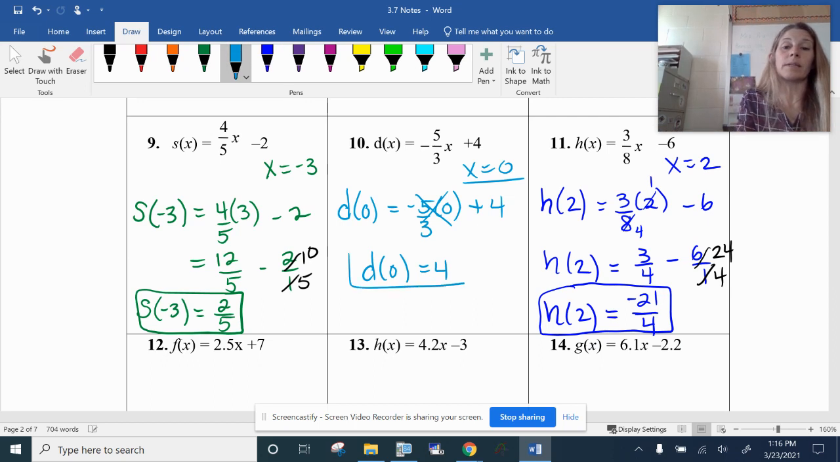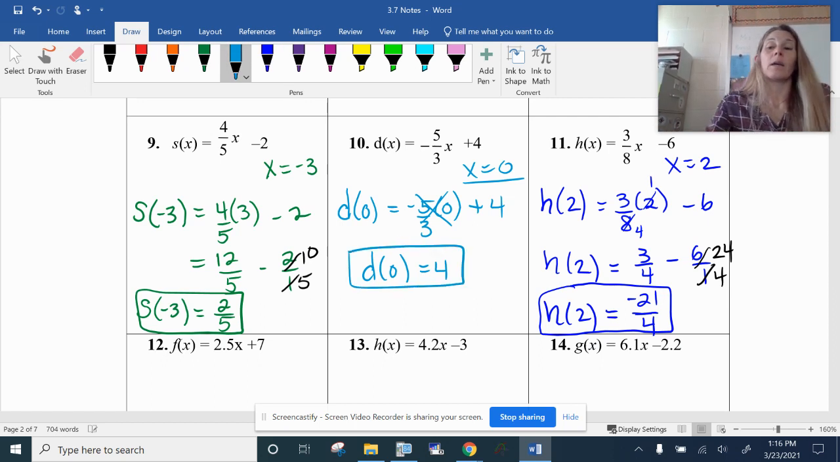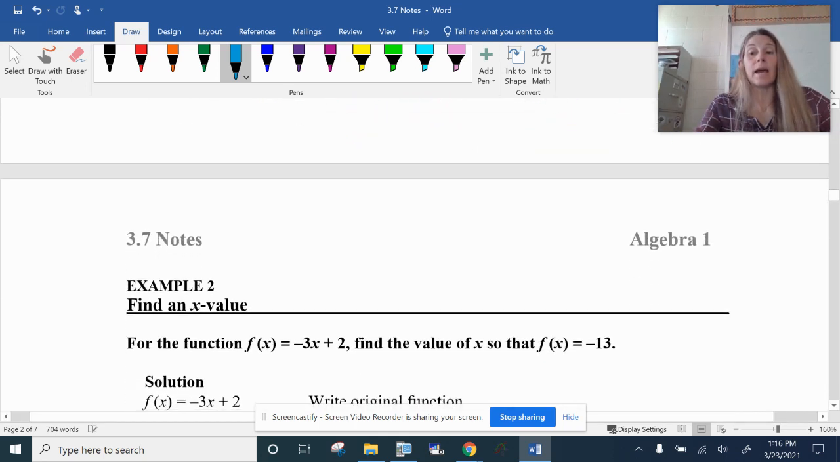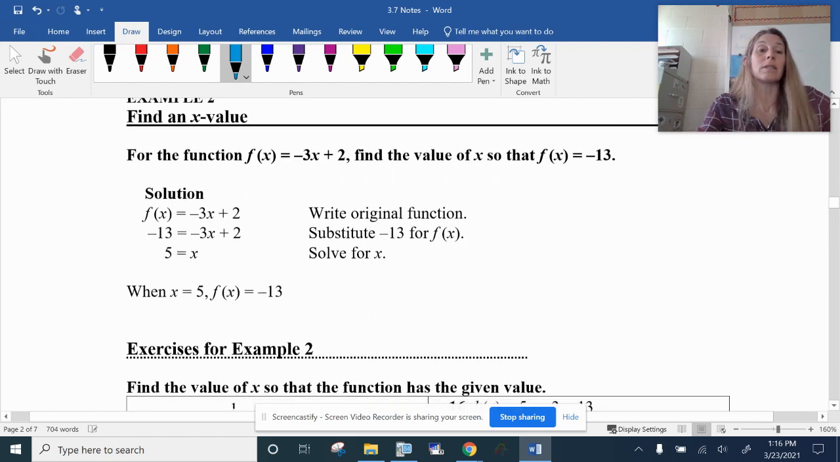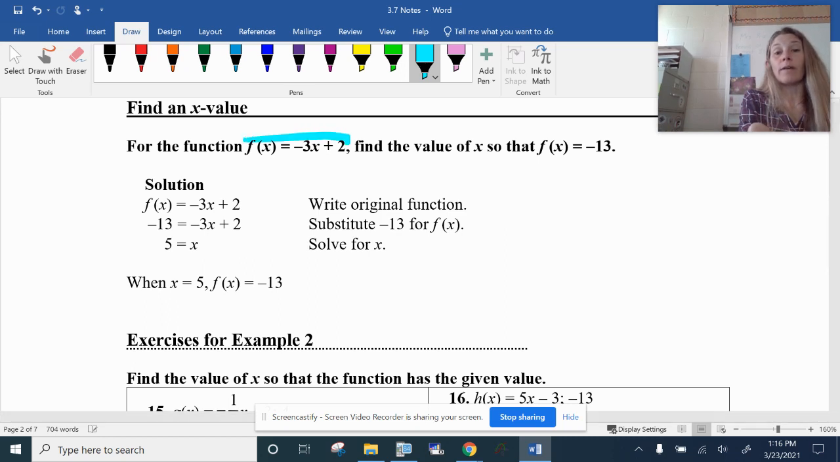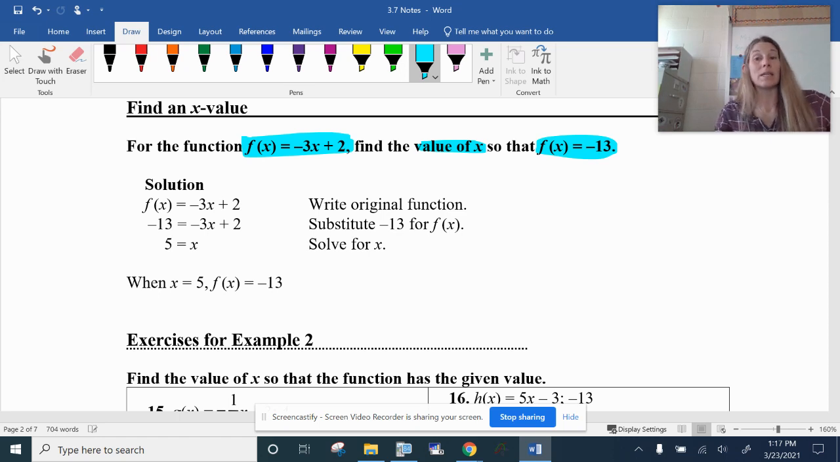Okay, so now that we've seen how we can evaluate these functions by substituting in a value for x, we're going to go over how we find x if we know what the function is equal to. So here it says, for the function f of x equals negative 3x plus 2, find the value of x so that the function equals negative 13. So it's essentially like they're giving us the output and they want us to find the input.